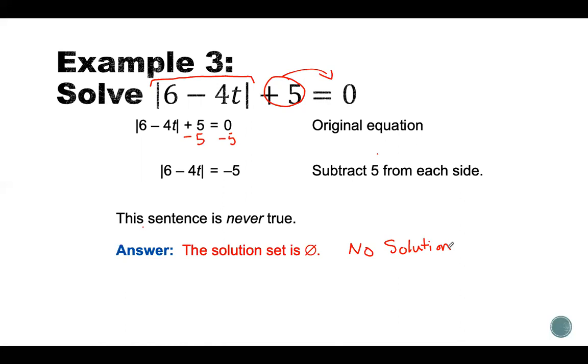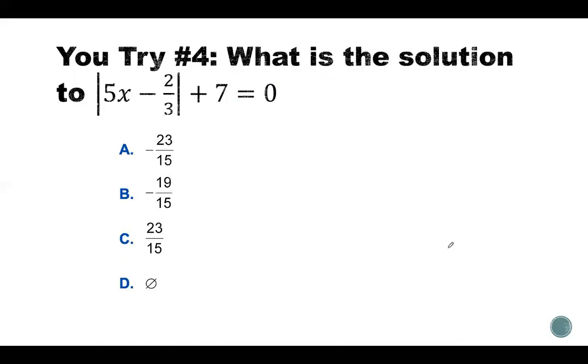All right, so moving on, pause as needed again if you need more time to write your notes. So go ahead and give this question a try. What is the solution to the absolute value of 5x minus 2/3, plus 7 equals 0? Go ahead and pause this so you have time to work on it.